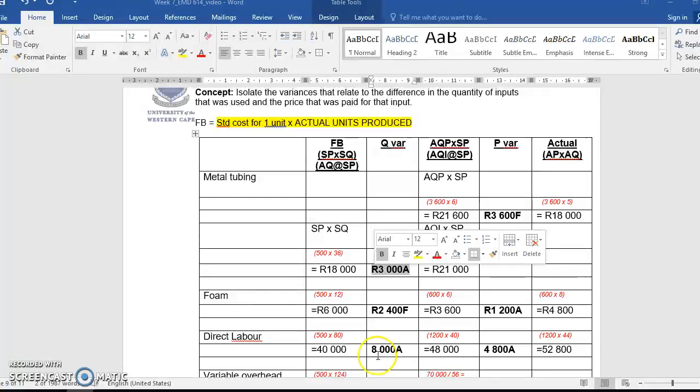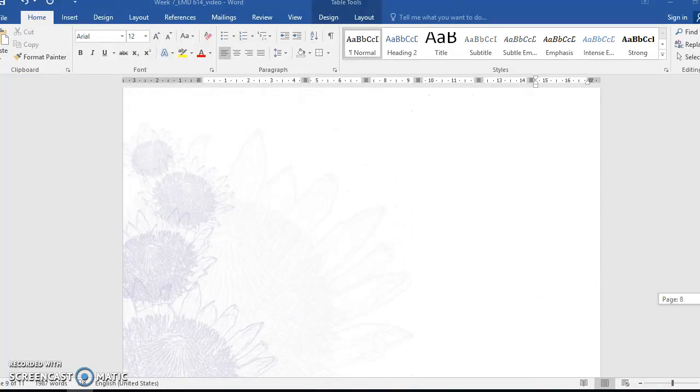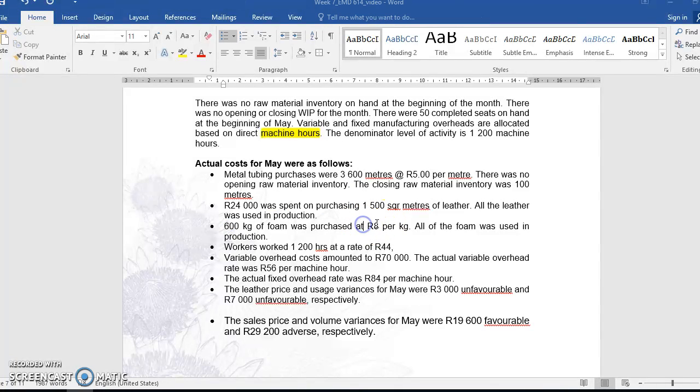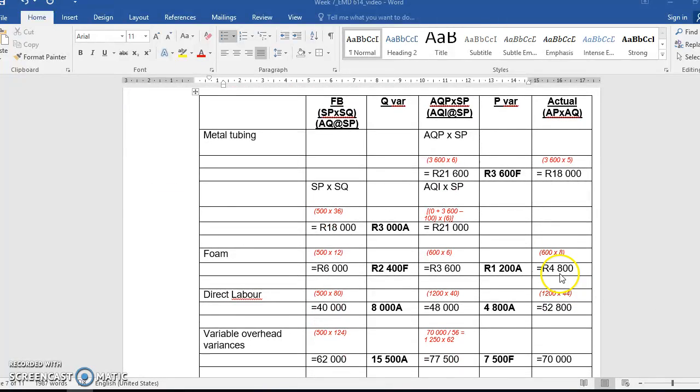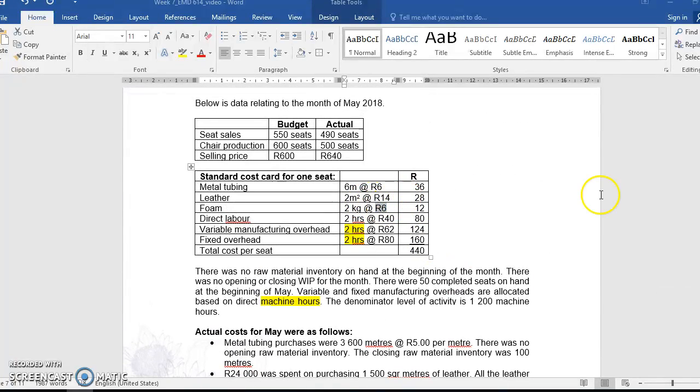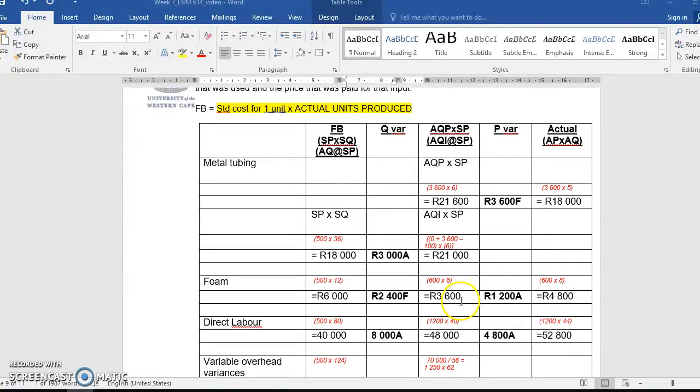Okay. While we're here, let's do the foam as well. I hope you get the principle now. Foam. Again, we go to the last column, which is actual quantity purchased times actual price. So foam, they told us here, 600 kilograms of foam was actually purchased, at 8 rand per kilogram. That's the actual. So it's simple, 600 times 8 is 4,800. The middle column is actual purchases times standard price, and the standard price for foam is 6 rand per kilogram. So I take the 600 times 6 rand and I get 3,600, and the difference between these two, 36 and 48, is 12. And now the sign: I actually spent more than I budgeted. In other words, that actual price of 8 rand is more than the budgeted price of 6 rand, so this is an adverse variance, not favorable.